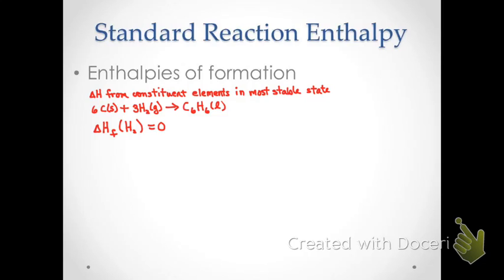By this token, then, you must realize that the enthalpy of formation of any element in its most stable state is equal to 0. So the enthalpy of formation of H2, for example, is equal to 0. The enthalpy of formation of graphite under these conditions is equal to 0. It is important that you specify the particular allotrope. For example, the enthalpy of formation of graphite, the most stable form of carbon at 298 Kelvin and 1 bar, is 0, while the enthalpy of formation of diamond is not. We'll talk about that a little bit later.